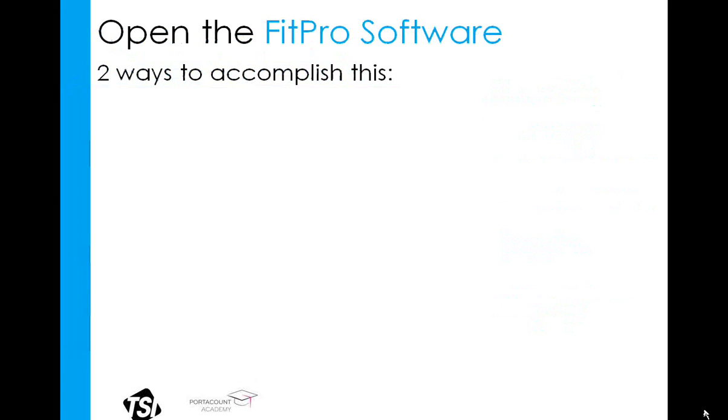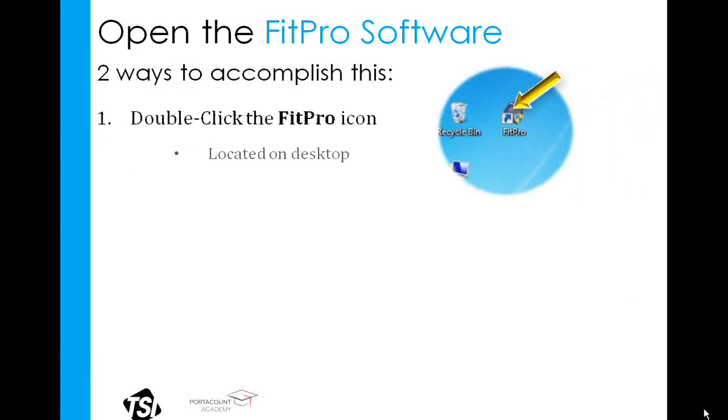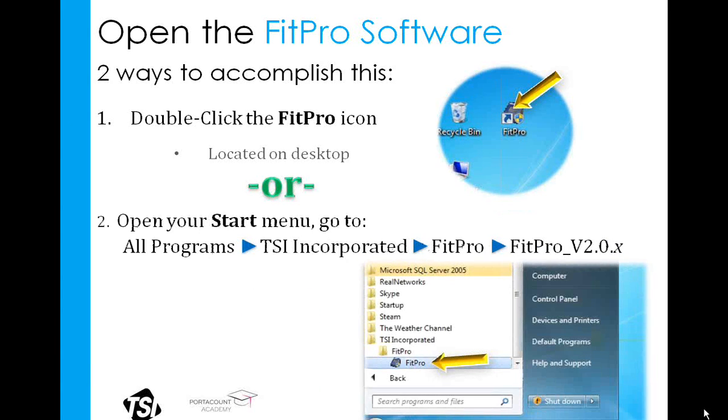Now via your computer, again, we're going to open the FitPro Fit Test software. Again, this is typically done in one of two ways, either by double-clicking on the FitPro icon located on your desktop, or by opening your Windows Start menu, going to All Programs, to TSI Incorporated, and then to the FitPro folder, and then clicking on the FitPro icon as shown here.